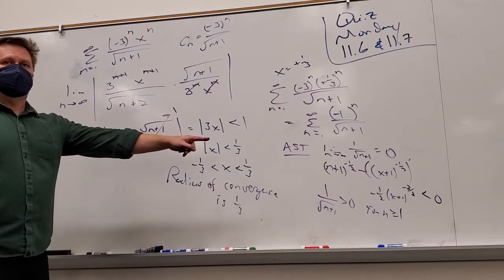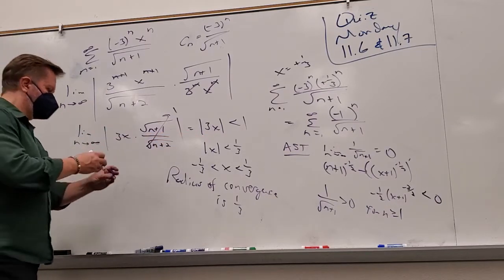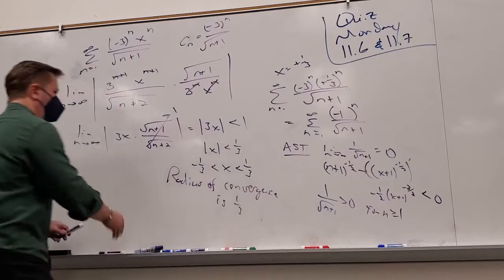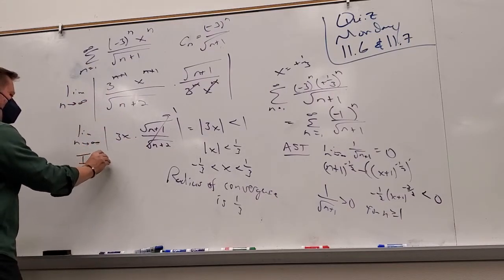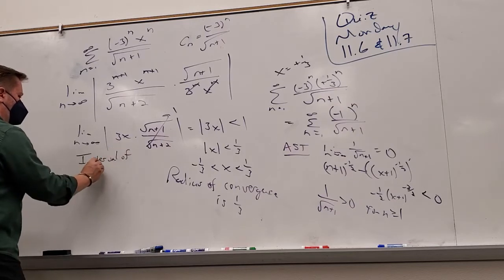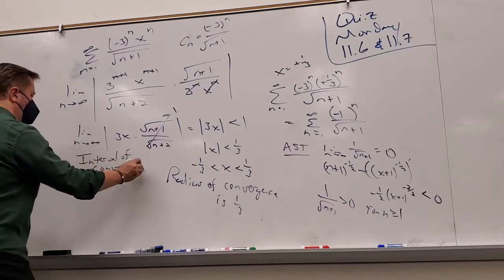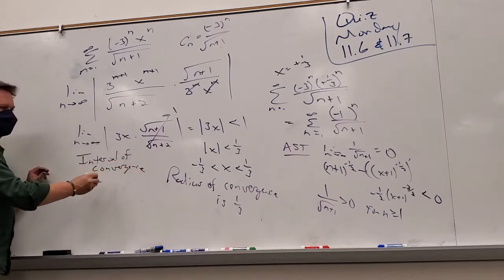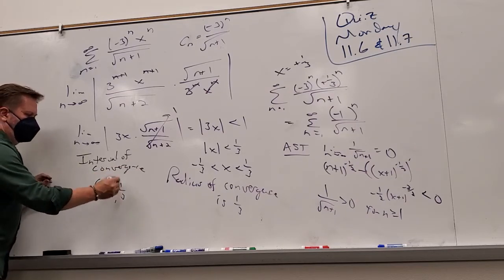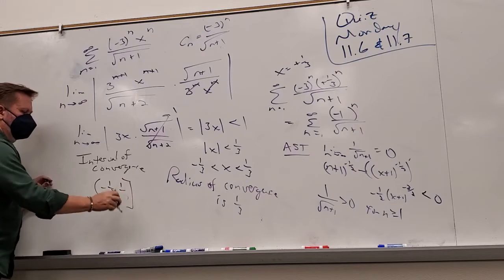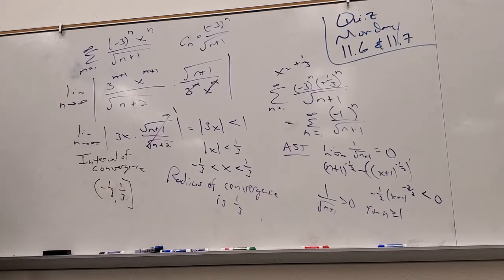So what does that mean? Square bracket on the 1/3. Yes! So the actual interval of convergence, the interval of convergence, is: don't include negative 1/3, but do include 1/3. Kabam!